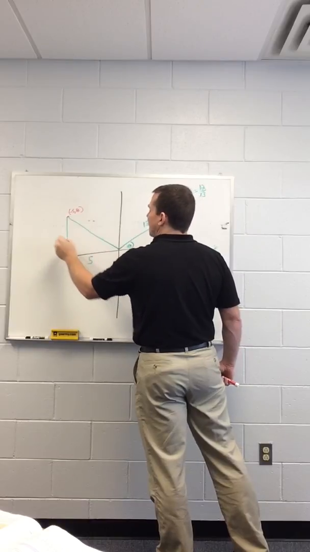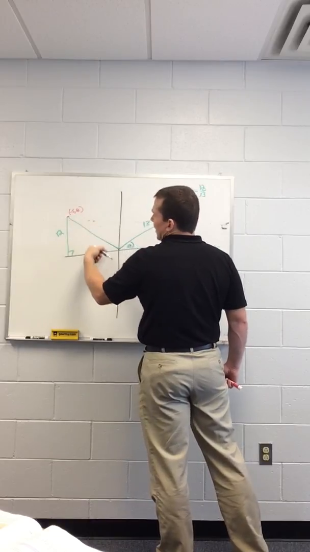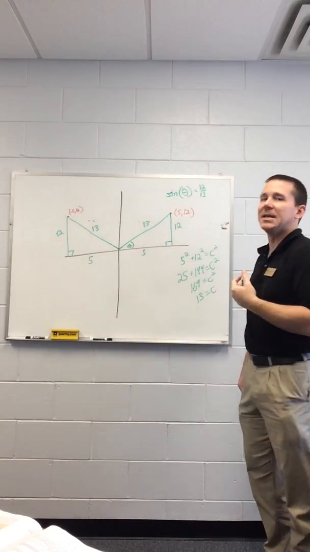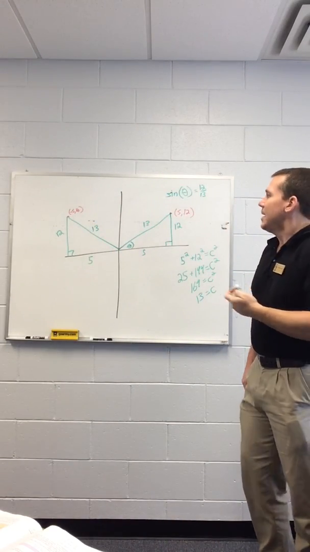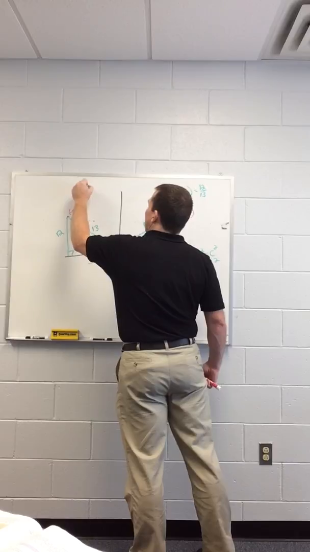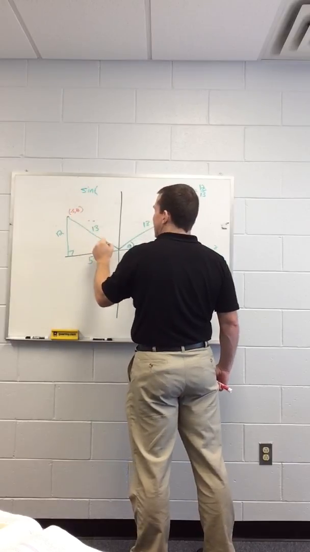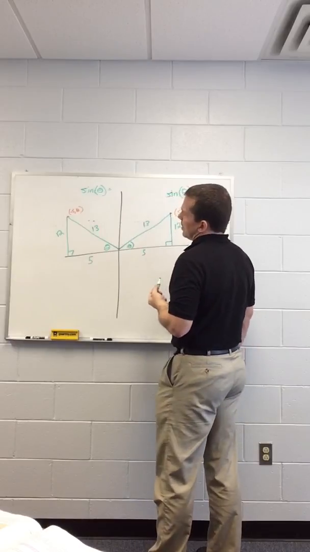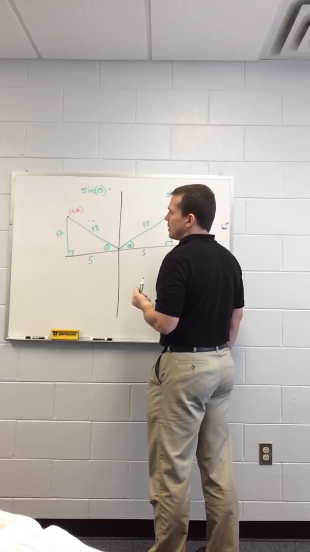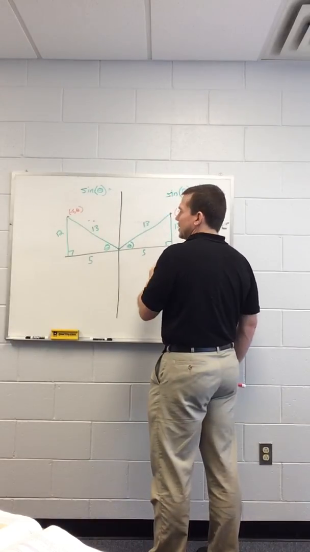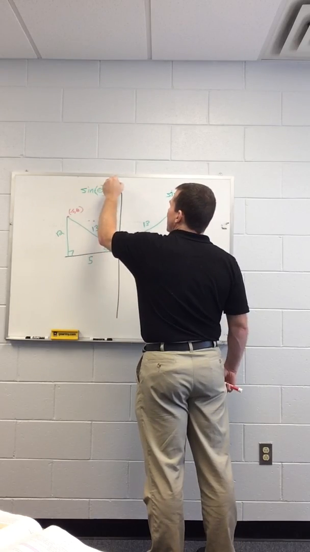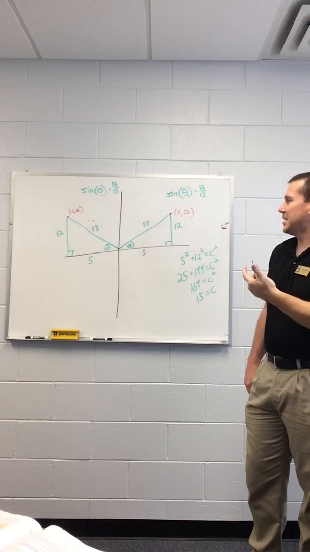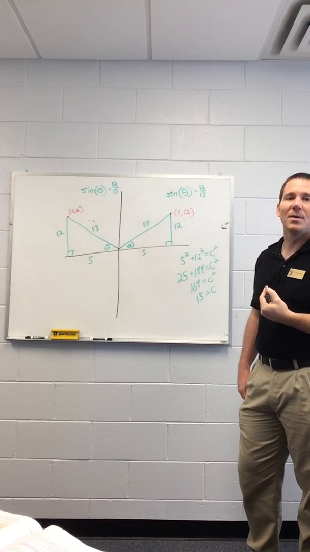Obviously, this side is still 5, this side is still 12, and the Pythagorean theorem will give me that this side is still 13. Now, if I wanted to find sine of, say, theta, where this is theta, well, it's opposite over hypotenuse again, just like this, which is 12 over 13. And I get the exact same value, which makes sense. It's the exact same triangle.